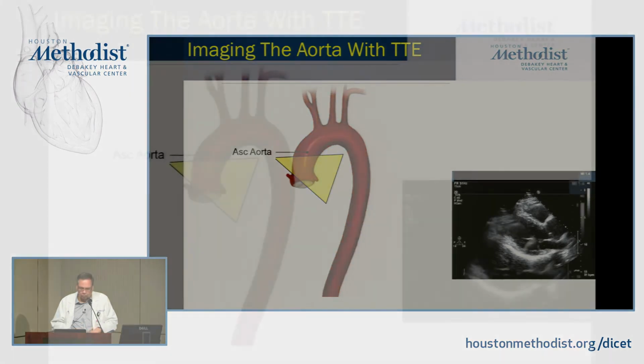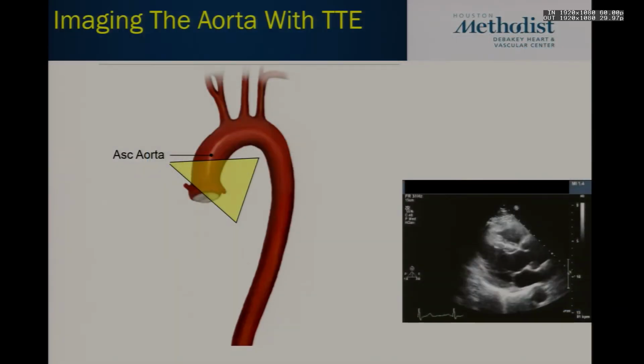So talking about transthoracic echo, of course, the ascending aorta is the one that we see the best, and it's important for the sonographer that they really take a little extra time in moving the plane a little higher up.